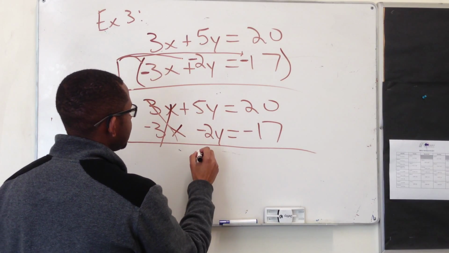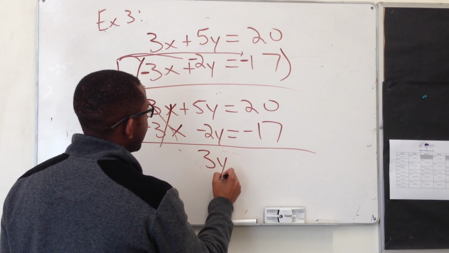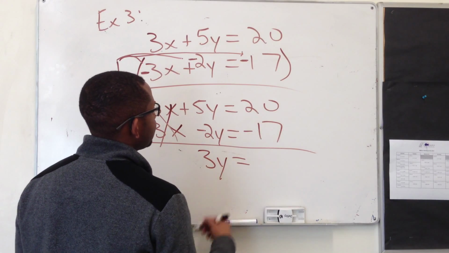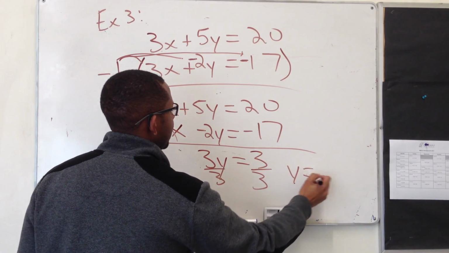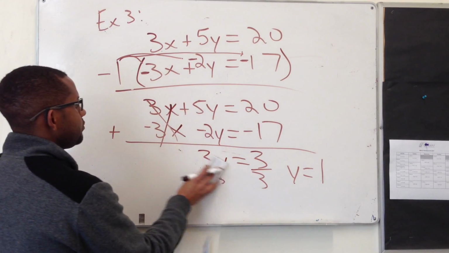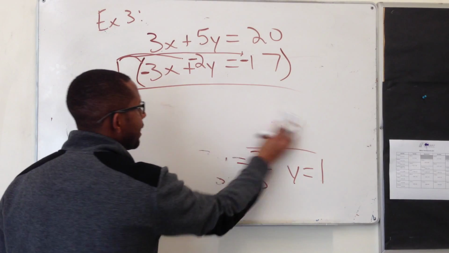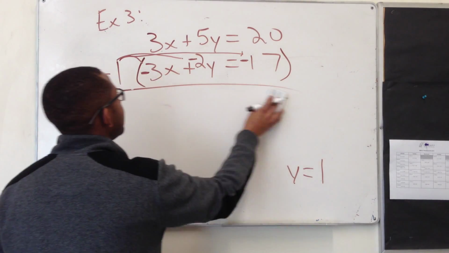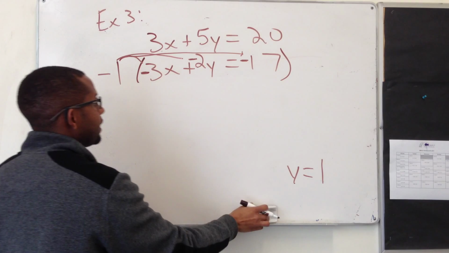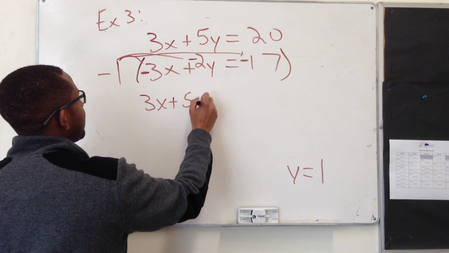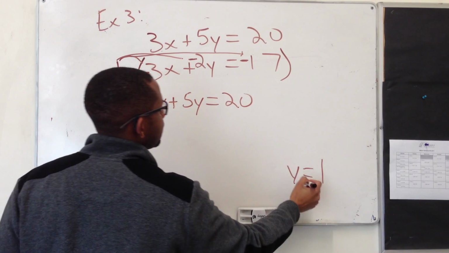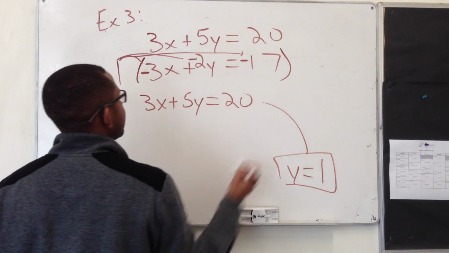5 plus -2 is 3y. 20 plus -17 is 3. Y equals 1. So far I figured out that y equals 1. I go ahead and plug it back into any of my original equations. I'll take 3x plus 5y equals 20. And I'm going to plug this 1 back into it.